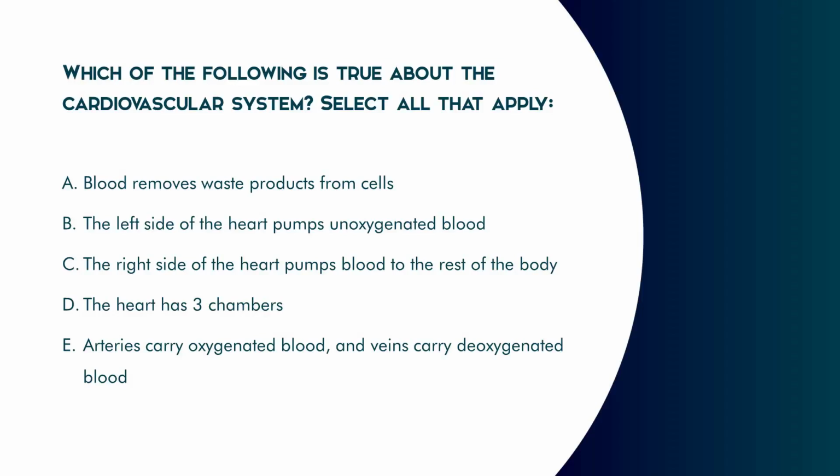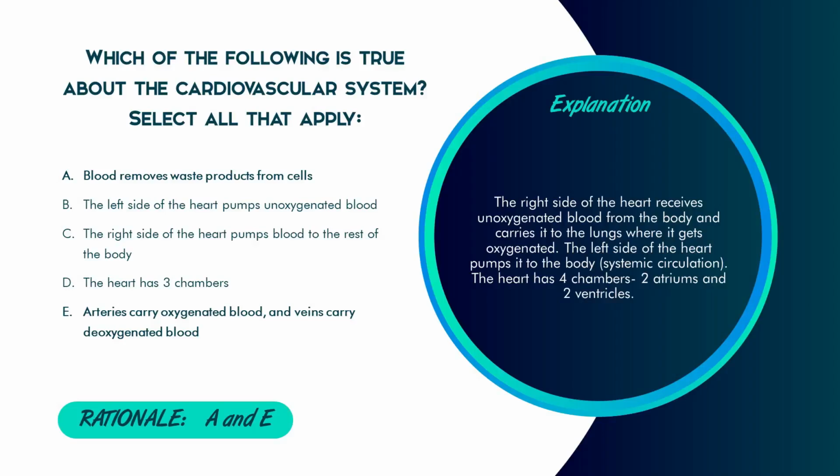A. Blood removes waste products from cells. B. The left side of the heart pumps unoxygenated blood. C. The right side of the heart pumps blood to the rest of the body. D. The heart has 3 chambers. And E. Arteries carry oxygenated blood and veins carry deoxygenated blood. The correct answer, A and E.